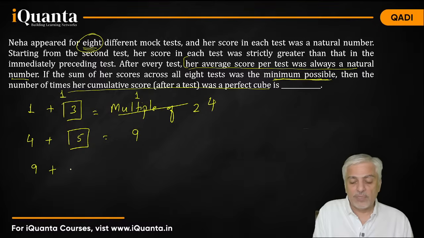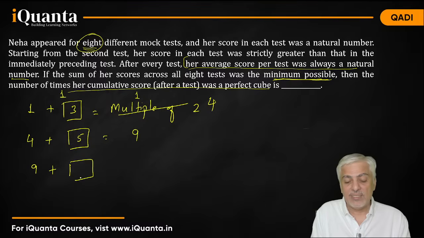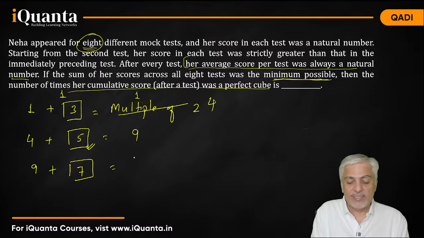9 plus what number gives me a multiple of 4? So, the next multiple of 4 after 9 is 12. But I can't go to 12 because I need to add more than 5. So, you have to start thinking that way. If I add 6, I'll get 15, but if I add 7, I will get 16.